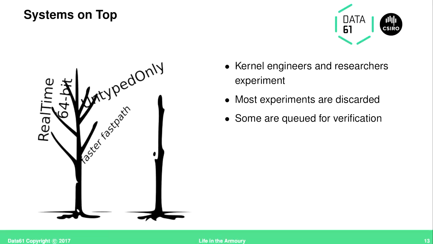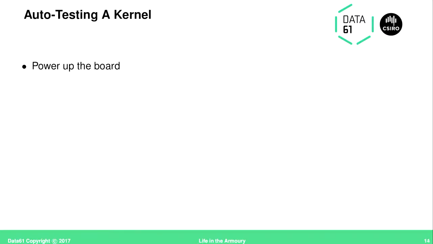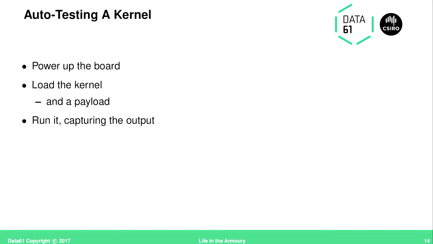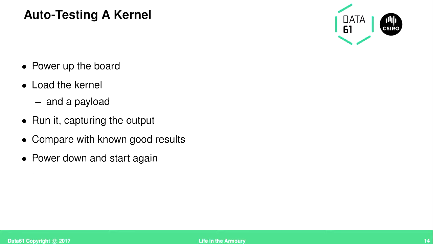So how do you test a kernel? It sounds simple, right? You turn your board on, first thing. Then you load the kernel onto it that you want to test, along with a payload, because our kernel doesn't do anything. You need something on top of it that exercises the features that you want to test and report whether they worked or not. Then you run the thing and capture the output, compare the output with something that you know is good, and power down and start again. This all sounds pretty good, right?